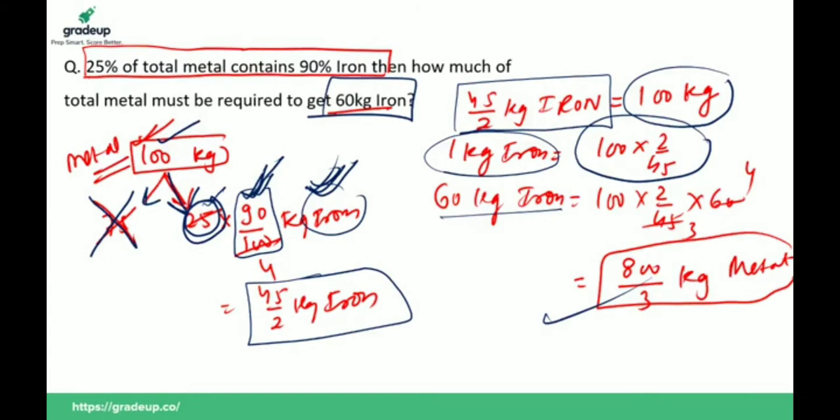Okay, Saindas, please listen. As you already know, 45 by 2 kg iron is obtained from 100 kg of metal. Then 1 kg can be obtained from this. Then 60 kg can be obtained from this.